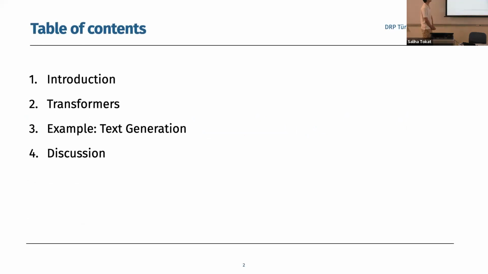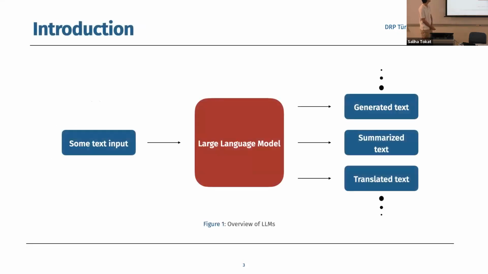In the beginning, I will be talking about how we identify these large language models, how we use them, how they specialize on different tasks. And after that, I will be talking about transformers, which is our main topic today. After that, I will show you some comparison between two text generation models. And at the end, if you have any questions, I will answer those.